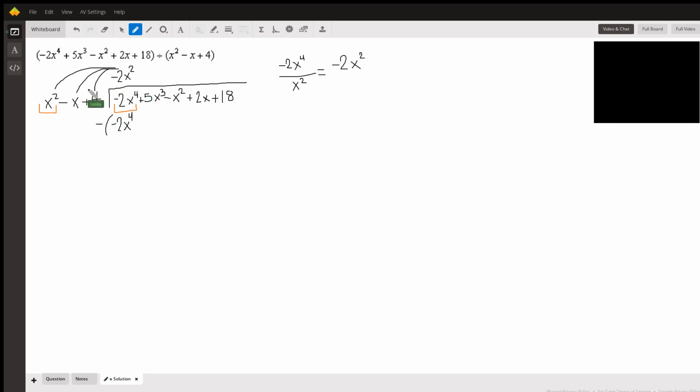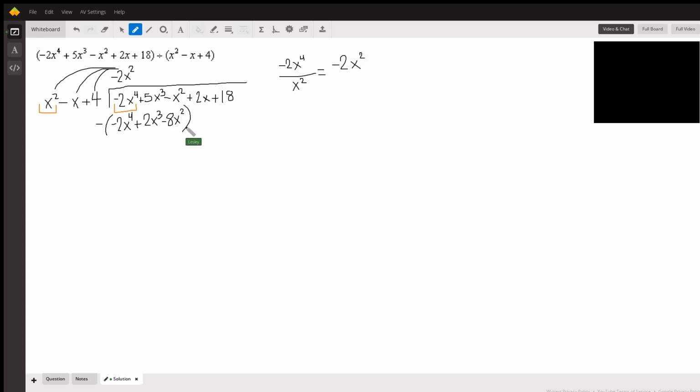Okay, so next we're going to do the x: negative 2x squared times negative x. A negative and a negative make a positive. So it's going to be positive 2x, and remember that x with no exponent is basically x to the power of 1. So I'm going to be adding these: 2 plus 1 is 3. And then for this one, I'm just going to be multiplying. Negative times positive is a negative, so it'll be negative 8x squared.